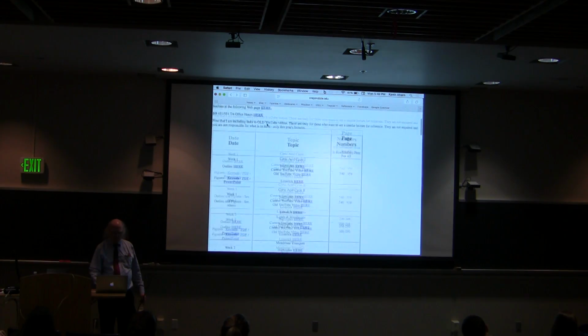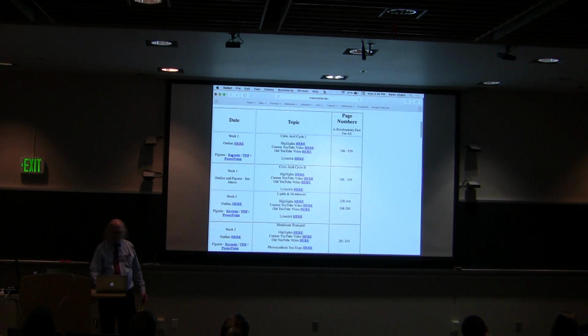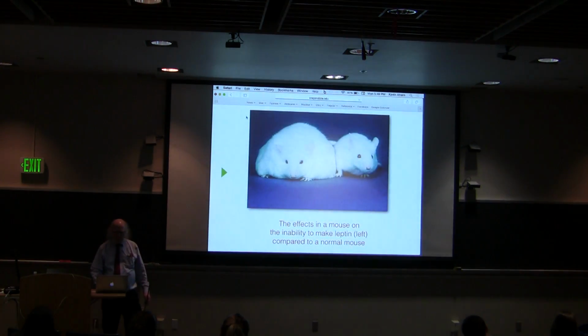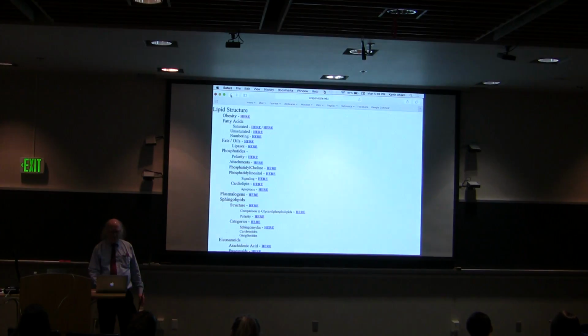Okay, that's done. I talked about exactly one outline there. Oh boy, I've got to get moving. All right, obesity, fat mouse, skinny mouse.